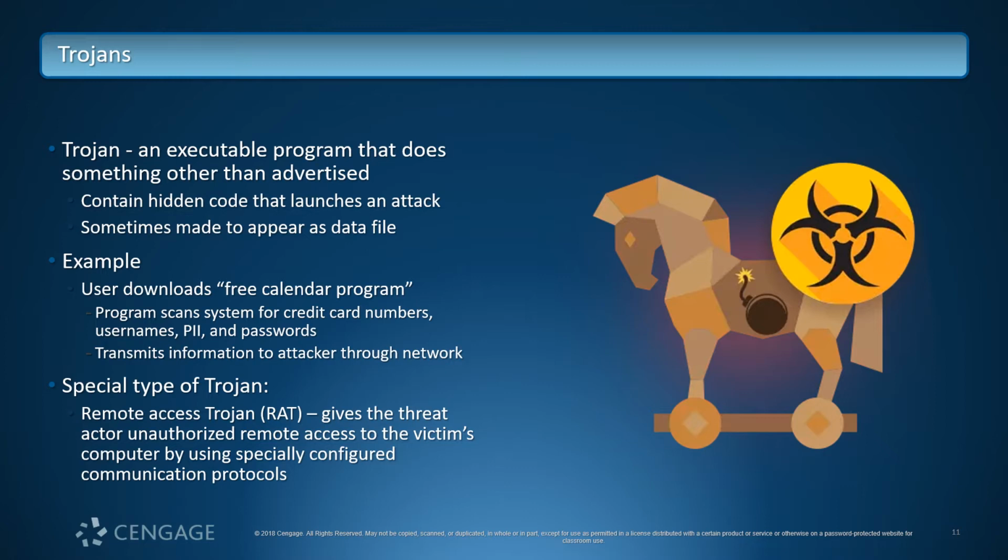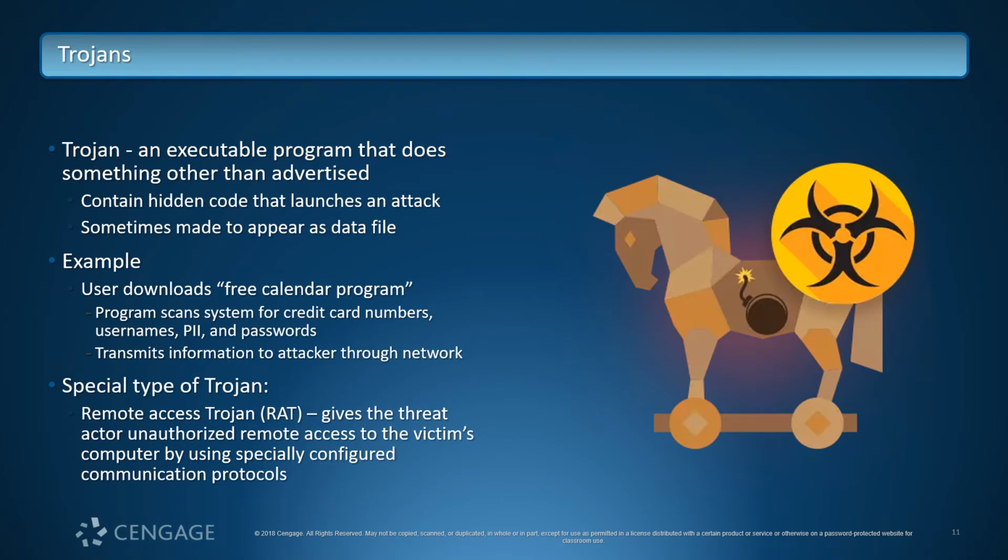So, for example, let's look at something that's non-pirate related. A user downloads a free calendar program of some kind, which is kind of ridiculous because obviously Windows already comes with one, Linux already comes with one, Mac already comes with one. Okay. Now, this one may have fancy icons or things like that. Once it's downloaded, whatever the purpose may be, the program is going to scan the system for credit card numbers, usernames, other personally identifiable information or PII, and then passwords.